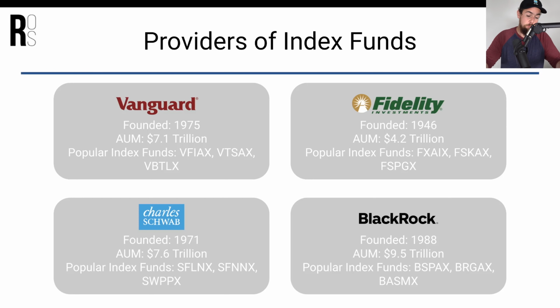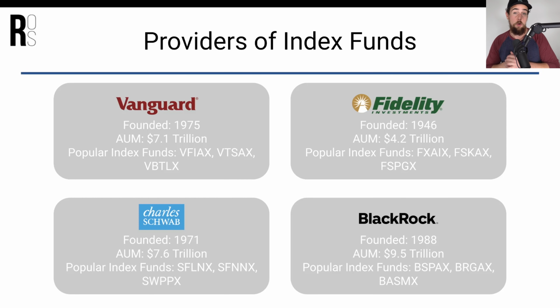After that, actually, this is pretty surprising. I didn't know Schwab had more assets under management than Vanguard, but they actually do. Schwab was founded in 1971, $7.6 trillion in assets under management, and popular index funds include SFLNX, SFNNX, and SWPPX. Next up, we have BlackRock, founded in 1988. They have an astounding $9.5 trillion in assets under management, and popular index funds include BSPAX, BRGAX, and BASMX.